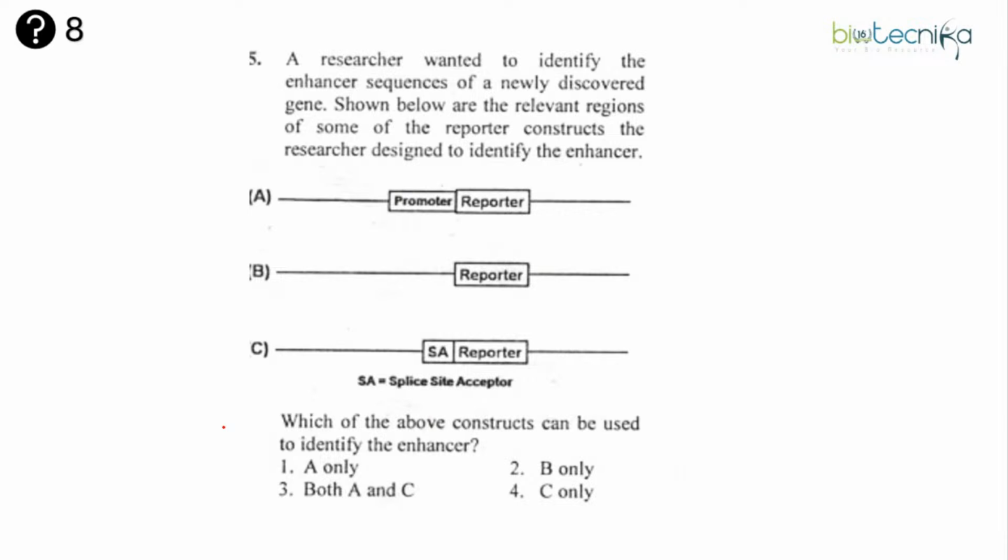Okay, now question number 8. I'm almost at the end of the discussion. Like every day, I've come up with 10 questions only. So this is question number 8. Here a tree construct has been given to you, right? A researcher wanted to identify the enhancer sequences of a newly discovered gene. Shown below are the relevant regions of some of the reporter constructs the researcher designed to identify the enhancer.